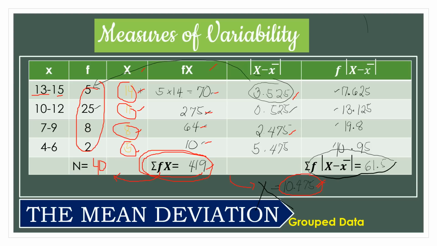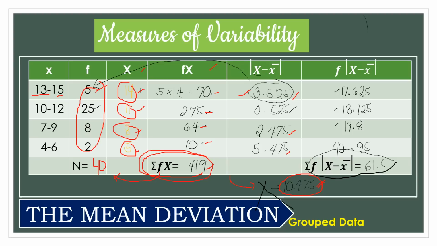And then lastly, 5 minus 10.475 is equal to negative 5.475, but again, we will get the positive equivalent, or the absolute value. That's why we will write 5.475. Next, we multiply our frequency by the absolute value of the difference between the class mark and the value of the mean. Or we simply multiply these two pairs.